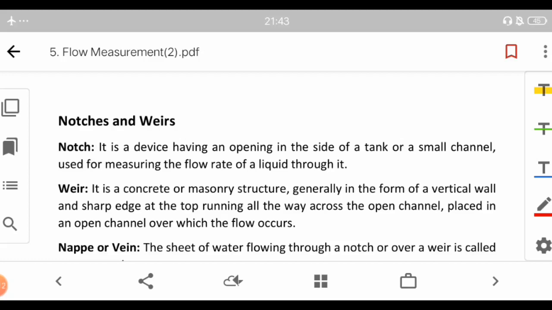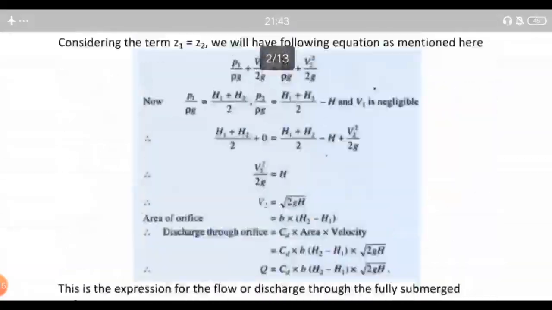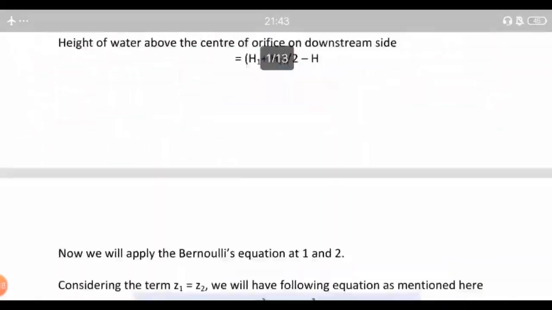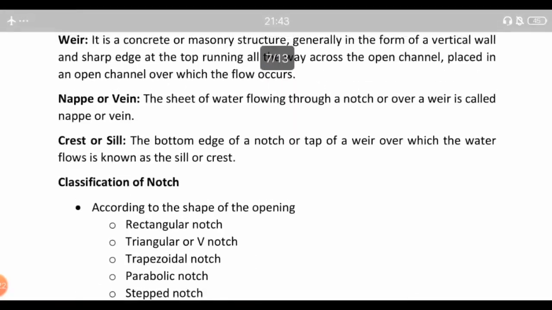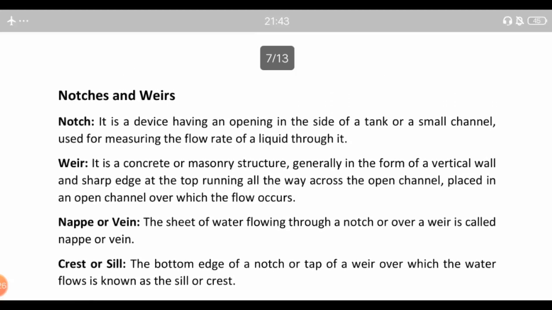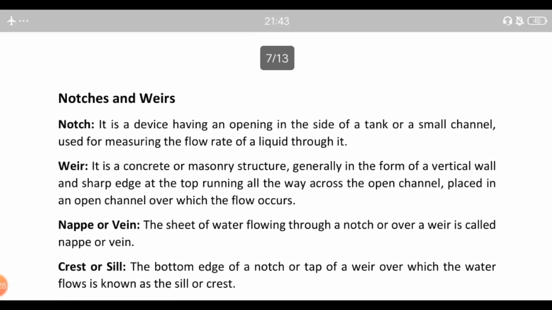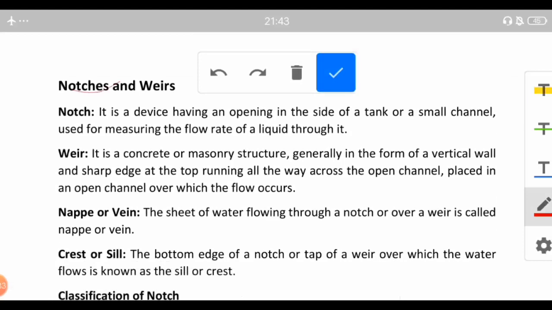In the last video we were discussing flow measurement through various devices like orifice and mouthpiece. Now we will read about two more devices that are used for flow measurement, that is notches and weirs. So what is a notch?